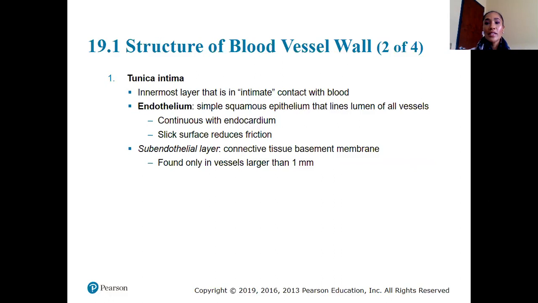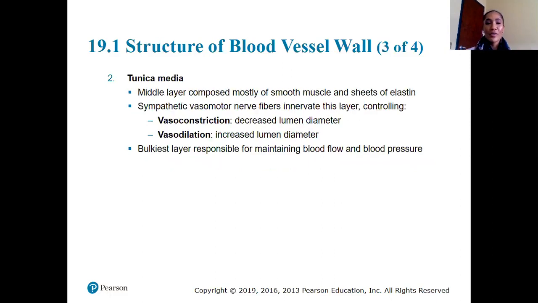The endothelium is going to line the lumen of the vessel. So remember that lumen is that central opening, and it will be continuous with the endocardium, which is the inner layer of the heart. It's going to have a slick surface to reduce friction because, of course, anytime we are diffusing items across a surface, we want that surface to be pretty slick so that we don't have friction. And associated with the tunica intima, we have the subendothelial layer. And this is going to be a connective tissue basement membrane found only in vessels that are larger than 1 millimeter. Just as some extra information.